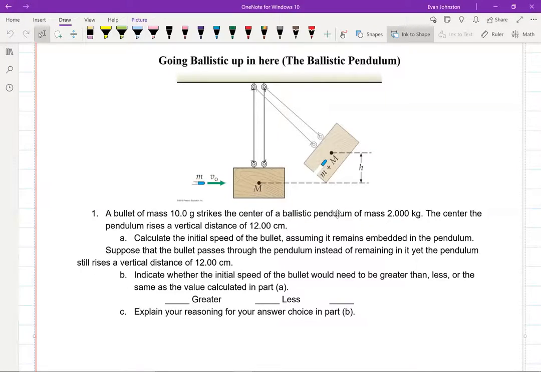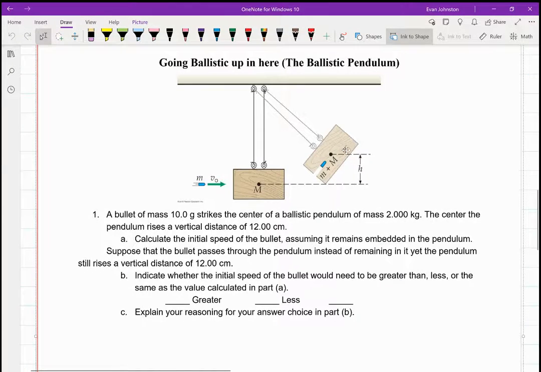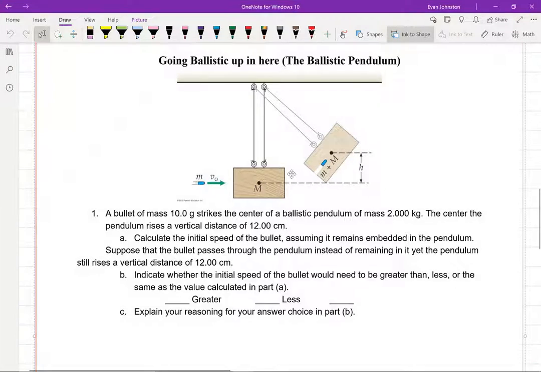So now it's not just the bullet that's moving, it's the block and bullet that are moving. And then it swings up to some height and then stops. And then it turns back around and falls. And we don't really care about it after it hits the top here.